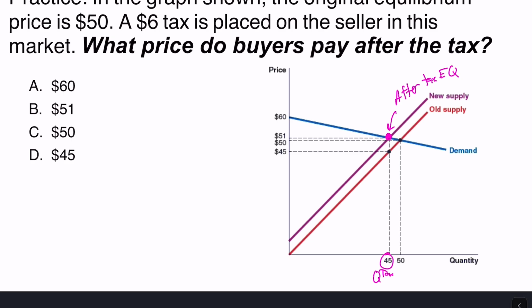Now for the buyers, what price do the buyers pay? Buyers are demand. And so we're going to go to the original demand curve with that new quantity tax of 45 to get the price the buyers pay. So we take that 45 up to the original demand curve right there, come on over, and we'll get a price of $51.